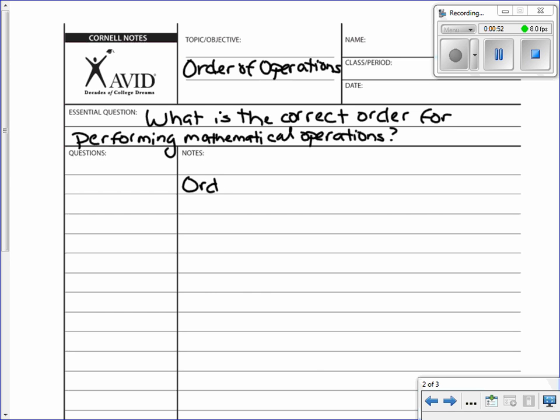Order of operations is sometimes known as PEMDAS. Use this order when evaluating expressions.